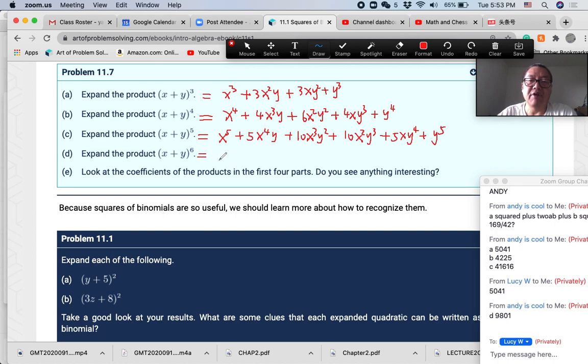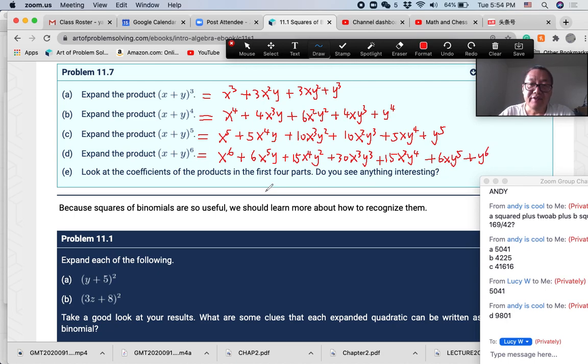Okay, this last one equals x power 6, then plus 6x power 5 y, then plus 15x power 4 y squared, then that will be 30 x power 3 y power 3, then plus 15x power 2 y power 4, then plus 6x y power 5, then plus y power 6.